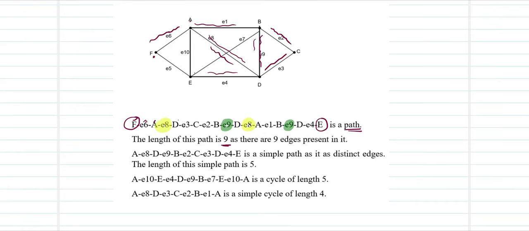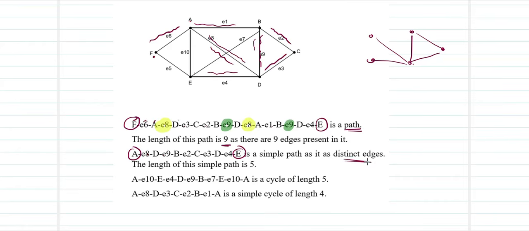But now you look into the second example where we start with A, we are moving along E8 and reaching D, we are going along E9, we are reaching B, we take E2, we are reaching C, we take E3 and we are reaching D, we are taking E4 and we are reaching E. All the edges are being traveled or walked along exactly once. It begins with a vertex, ends with a vertex, and we see E8, E9, E2, E3, E4. There is no repetition of edges.